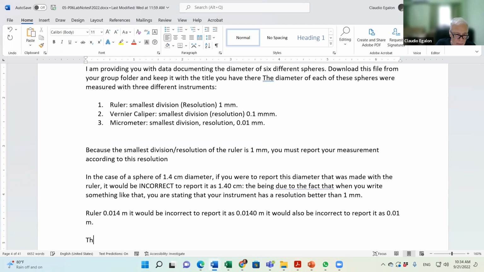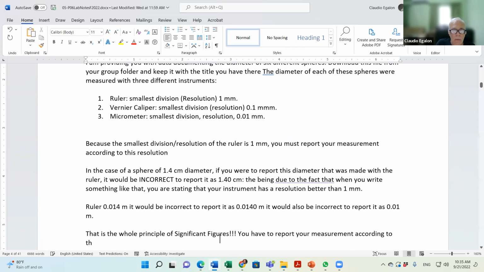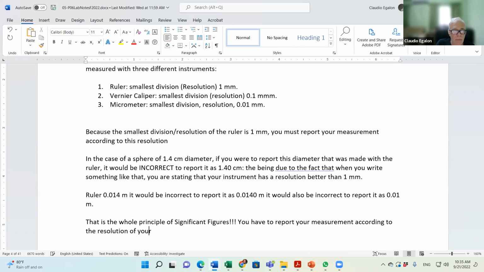That is the whole principle of significant figures. You cannot report too many figures, but you cannot report too few figures either. You have to report your measurement according to the resolution of your instrument.